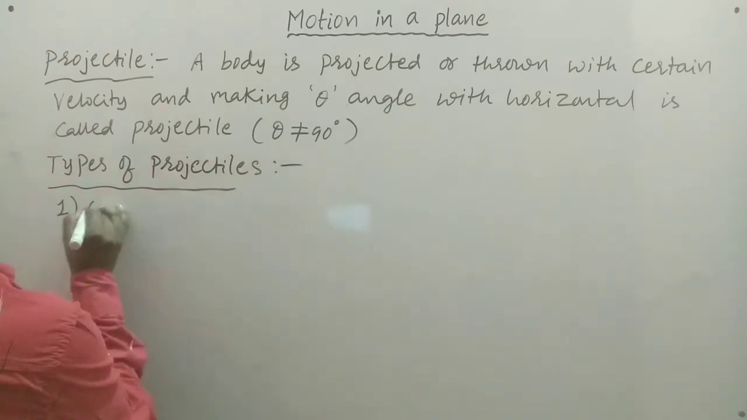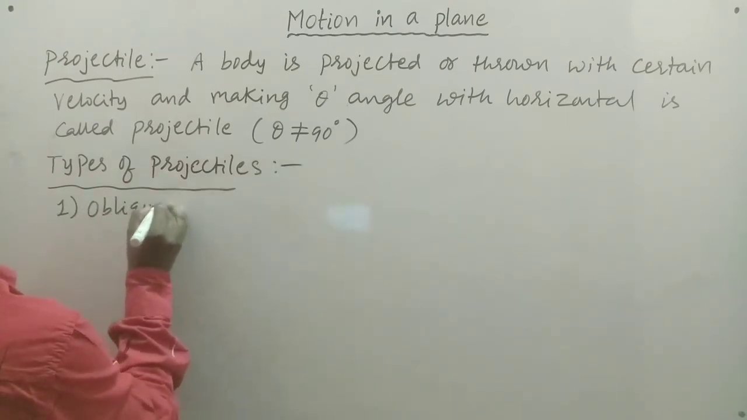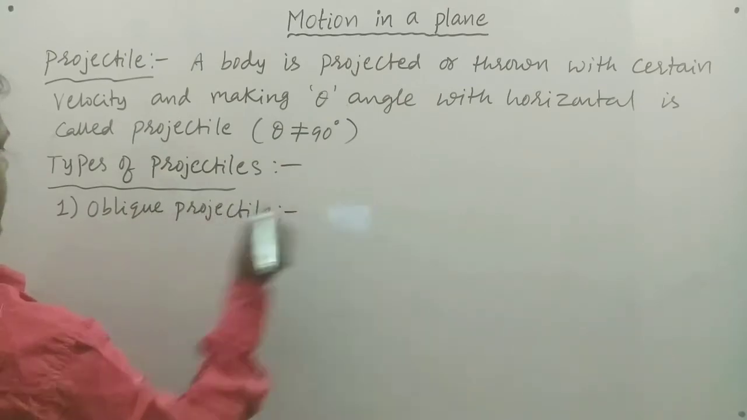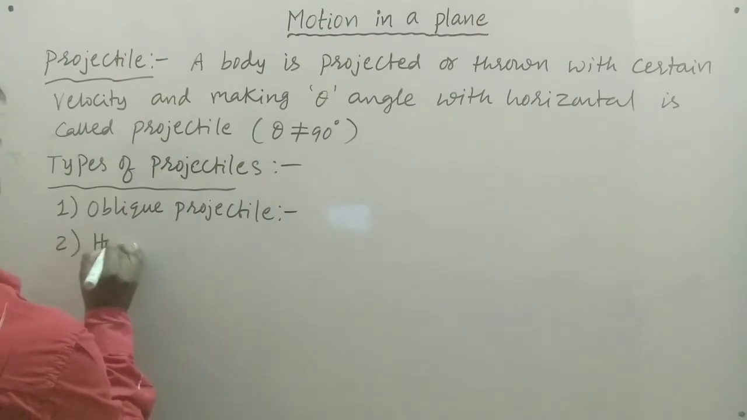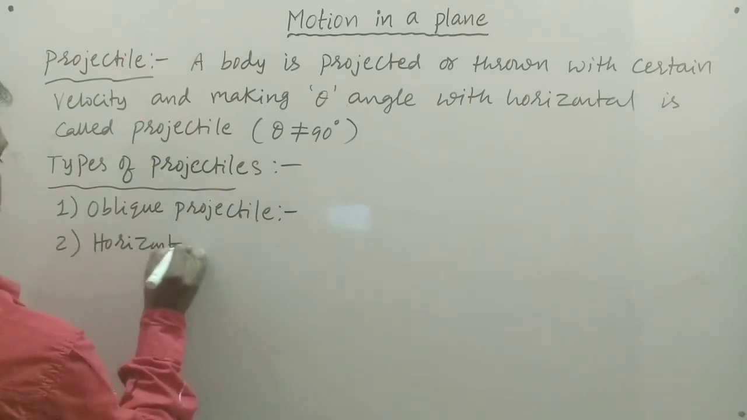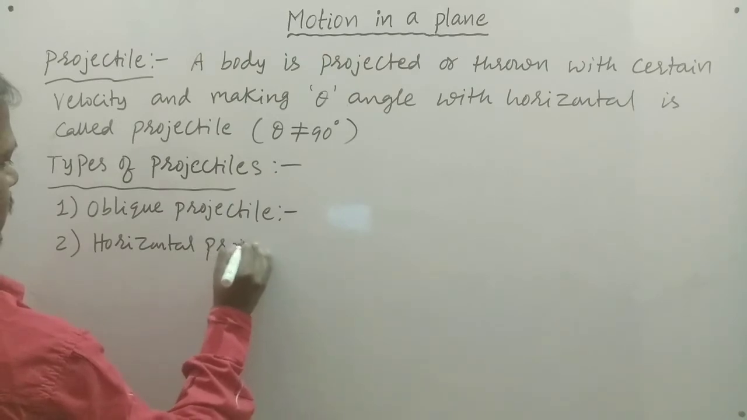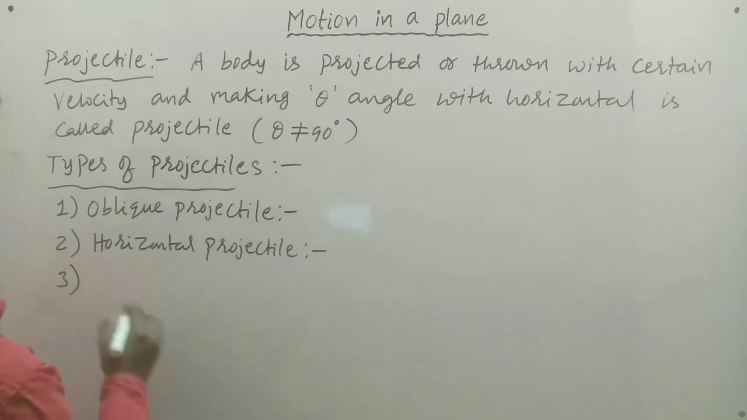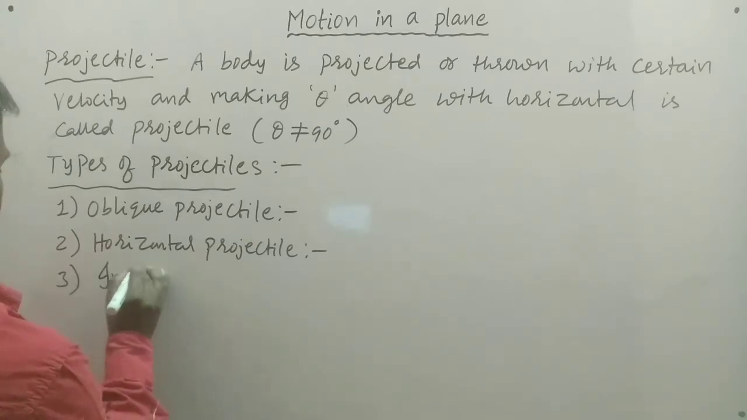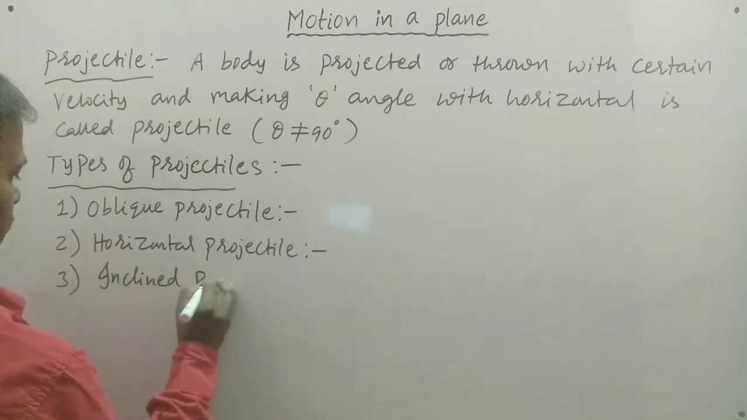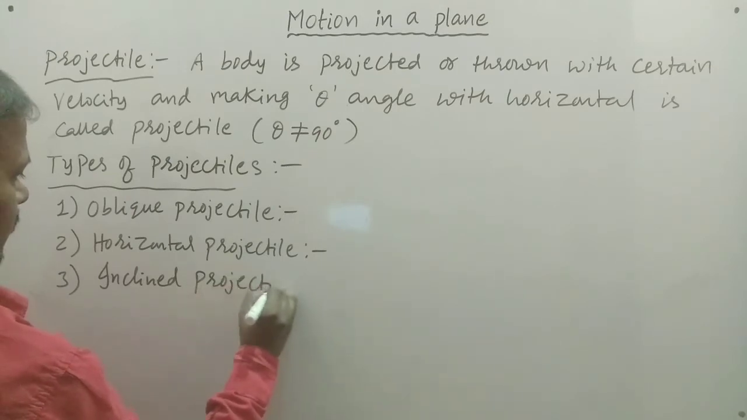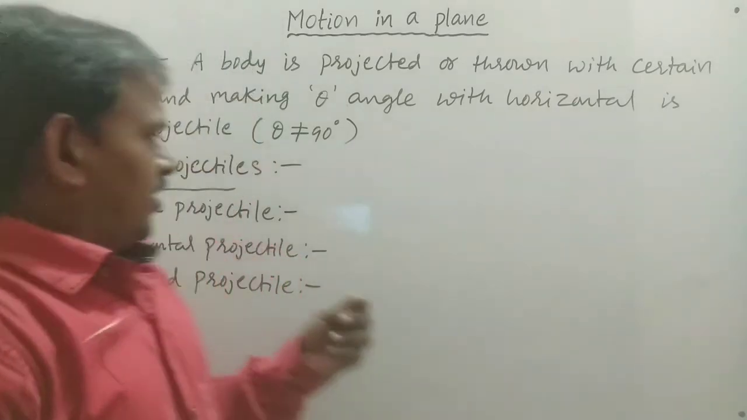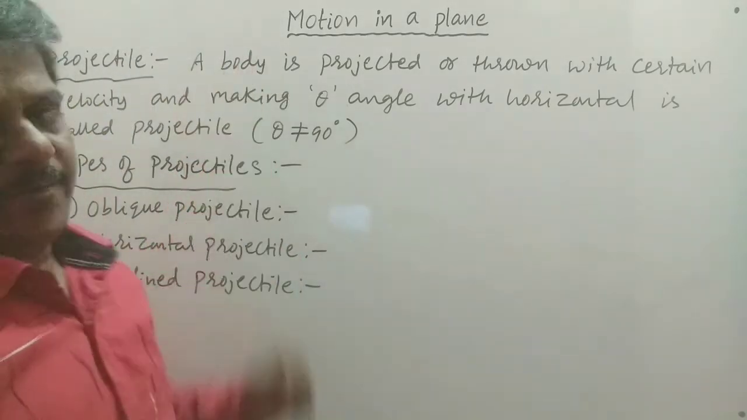First one, oblique projectile. Second one, horizontal projectile. Third one, inclined projectile. See this, first type, oblique projectile.